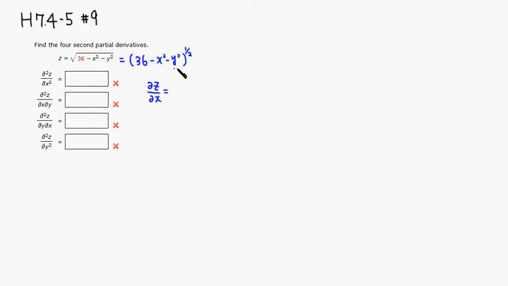So this is chain rule. First, outside is 1/2 power, so it's a power rule. 1/2 in front. Keep the same quantity, 36 minus x squared minus y squared. Then subtract 1 from the power, so it's a negative 1/2. Then multiply by the partial derivative of the inside with respect to x.